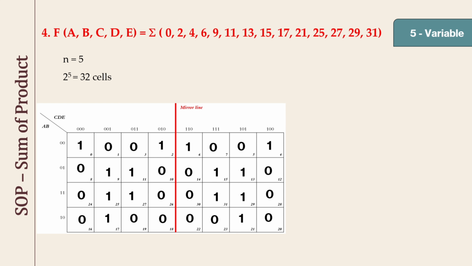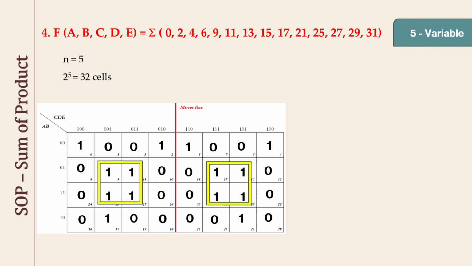Now let's move on to grouping. Here you can see when you fold the K-map exactly at the mirror line, half of the K-map will overlap on the other half of the K-map, so that we can group the cell numbers 9, 11, 25, 27 along with the cell numbers 13, 15, 29 and 31 as a single group, so that we are going to get 8 cells in a single group.